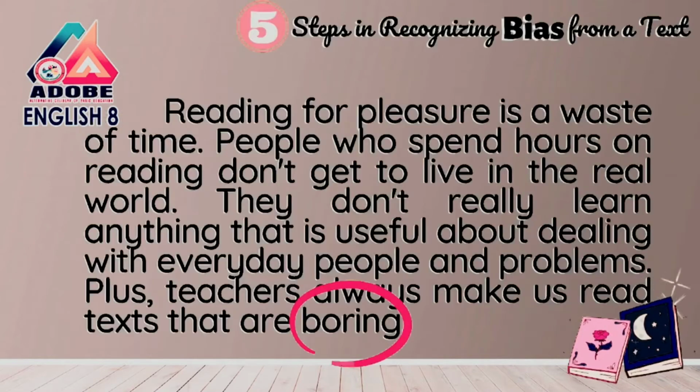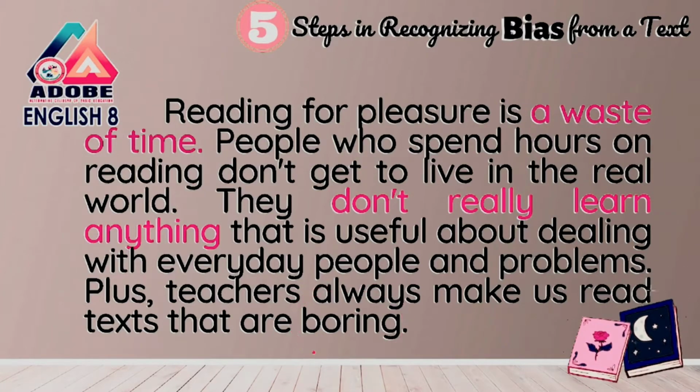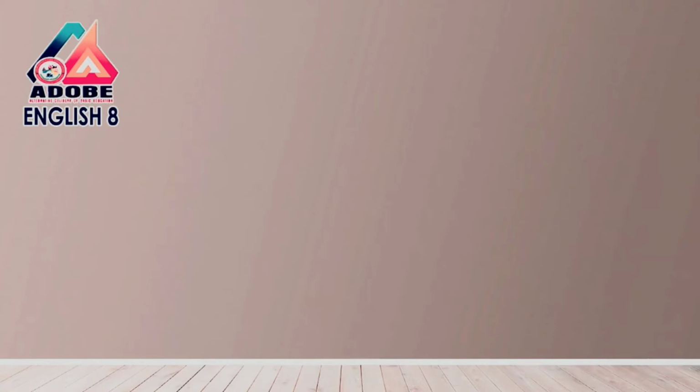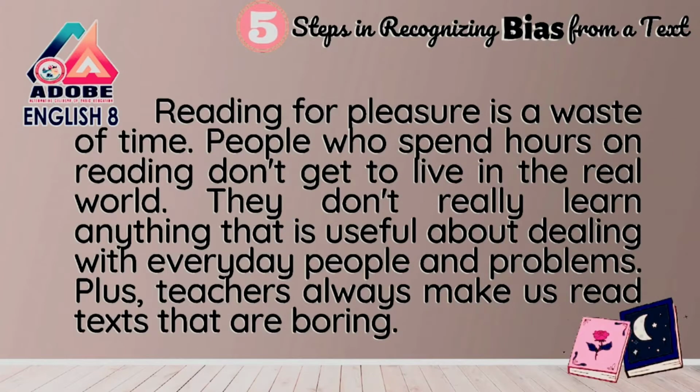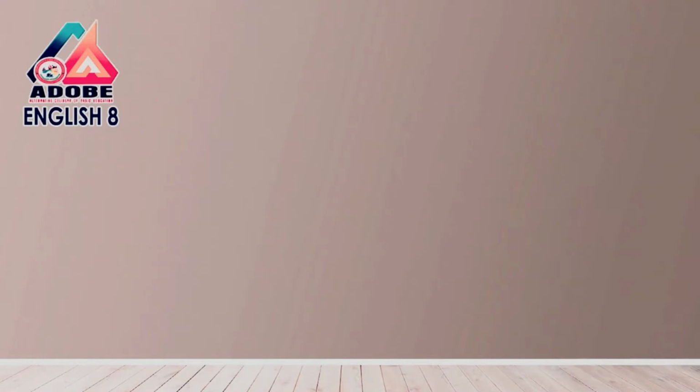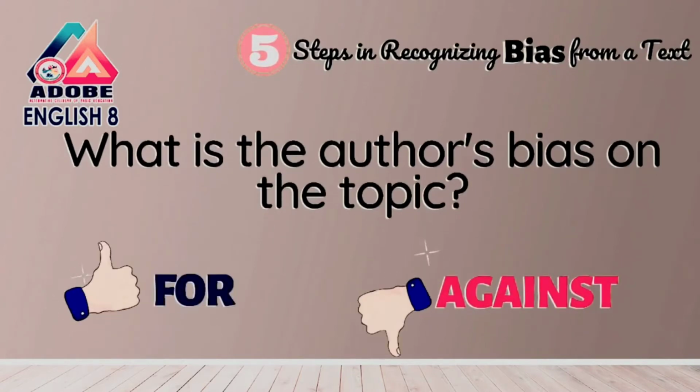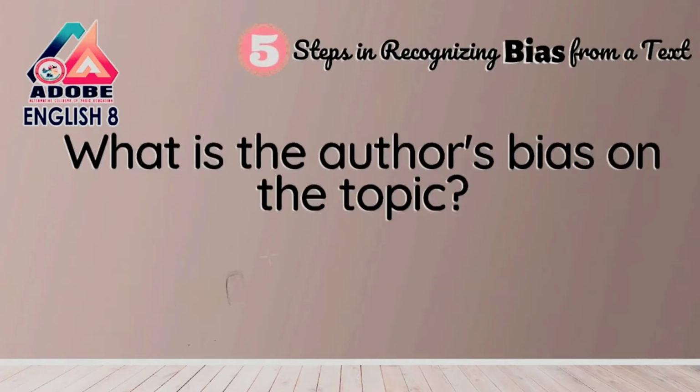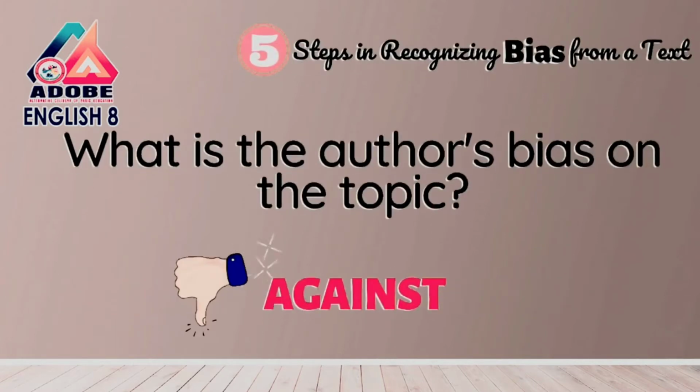The word boring, the phrases a waste of time and don't really learn anything, these imply the author's bias. Let's go back to the paragraph. What is the topic? Correct. It is about reading for pleasure. What is the author's bias on the topic? Is it for or against? Correct. The author is against reading for pleasure.